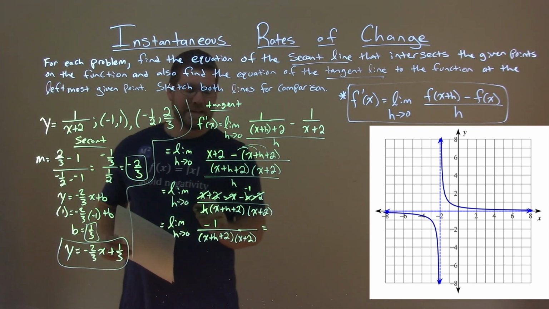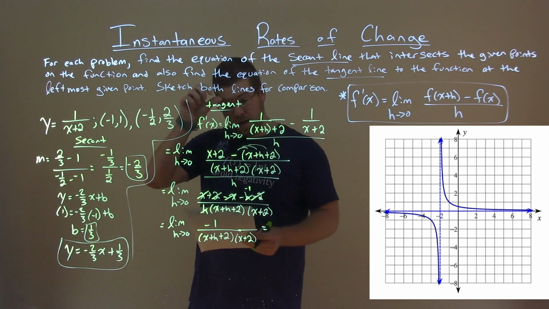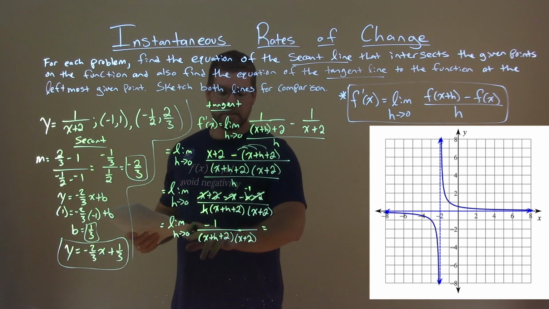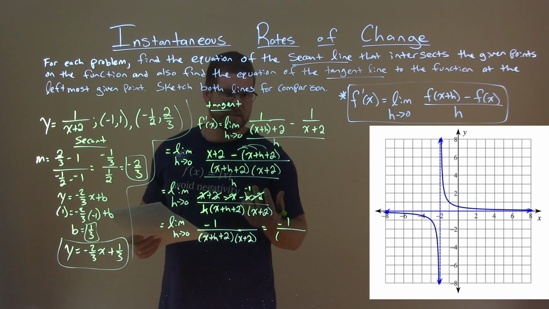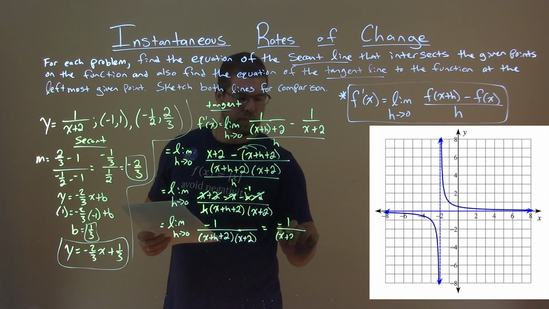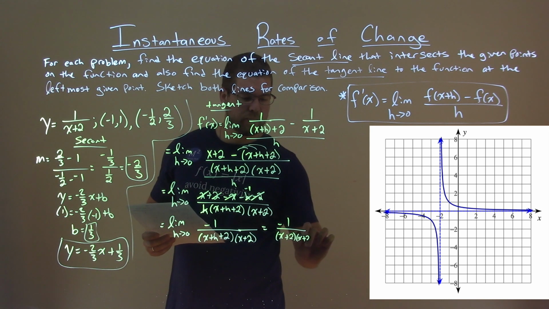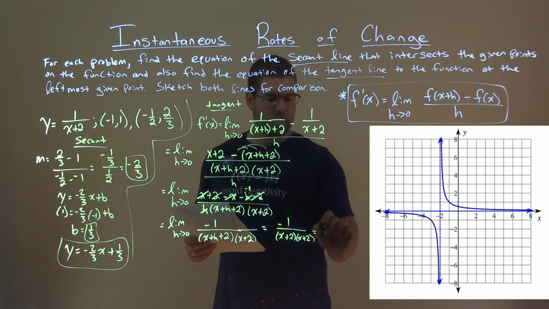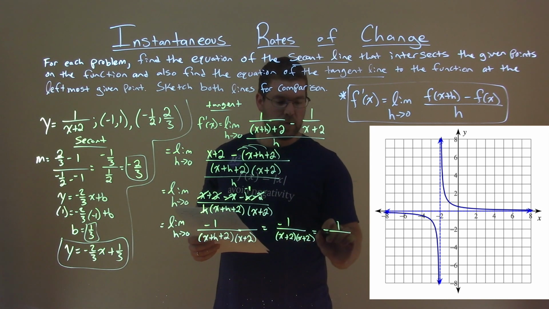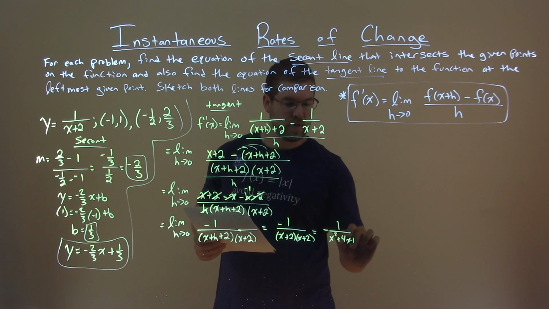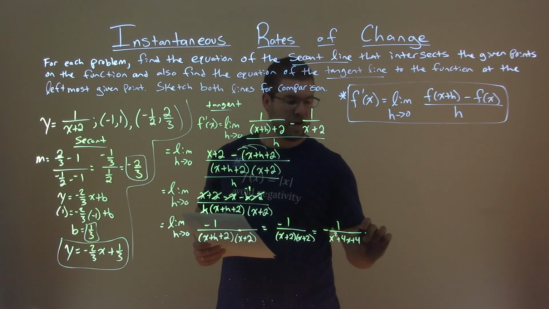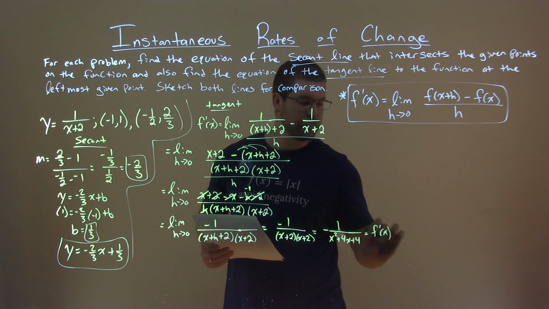At this point, we can take the limit. Taking the limit here, we can plug 0 in for h, and we have negative 1 over, well, can't really add a 0, so we have an x plus 2 and an x plus 2. This simplifies to negative 1 over, multiplying that out, x squared plus 4x plus 4. And again, that's our f prime of x.